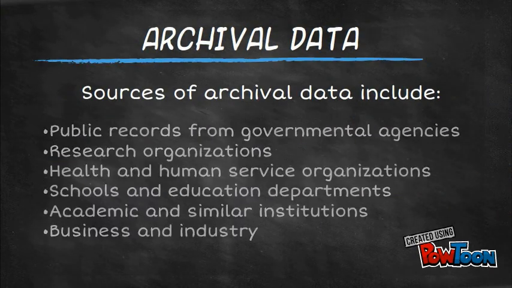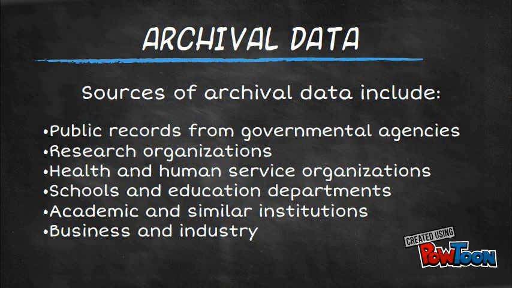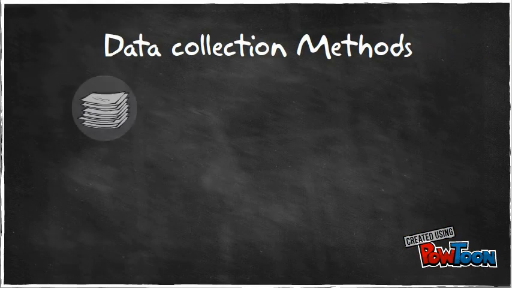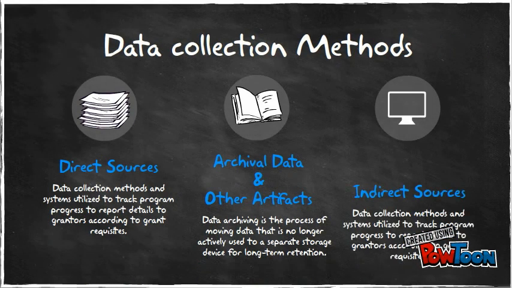Sources of archival data include public records from governmental agencies, research organizations, health and human service organizations, schools and education departments, academic and similar institutions, and business and industry. We have reviewed direct sources and archival data. Now let's take a look at indirect sources.